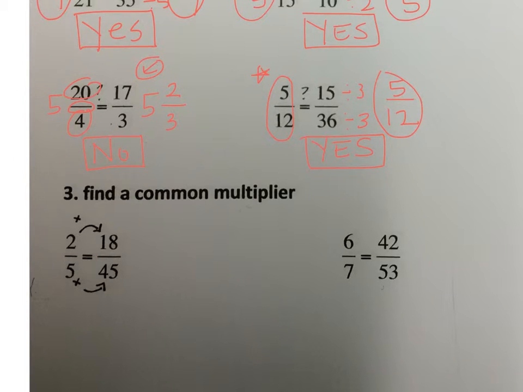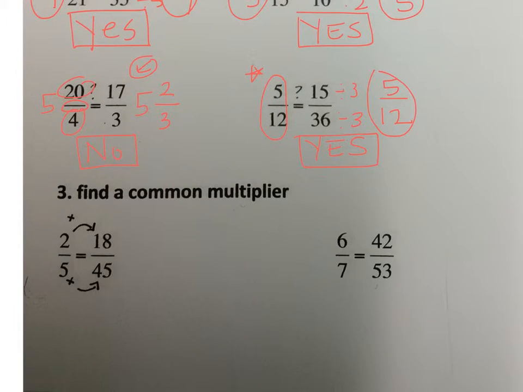The third and final way to tell if two ratios are equal and therefore form a proportion is to find a common multiplier. A common multiplier means, can I do 2 times something to get 18? Yes, I can. Can I do 5 times that same thing to get 45? Yes, I can, and therefore they are equal. Okay, let's try over here. Well, 6 times 7 would be 42. But is 7 times 7 really equal to 53? No. That would be 49, and therefore, no, these do not form a proportion.